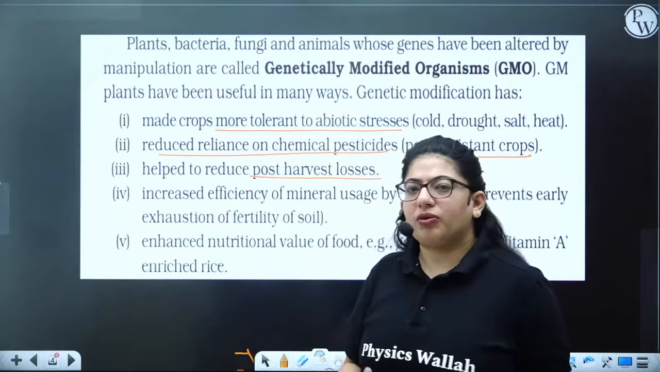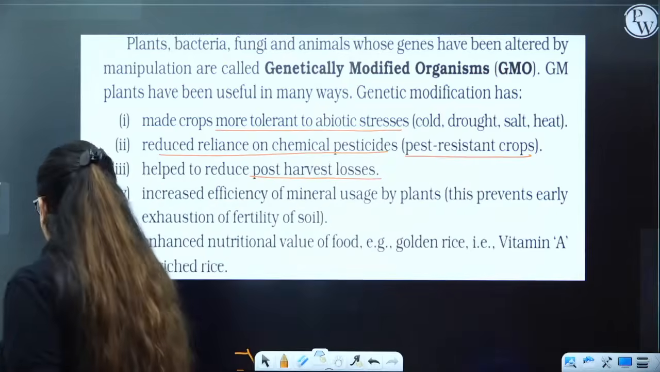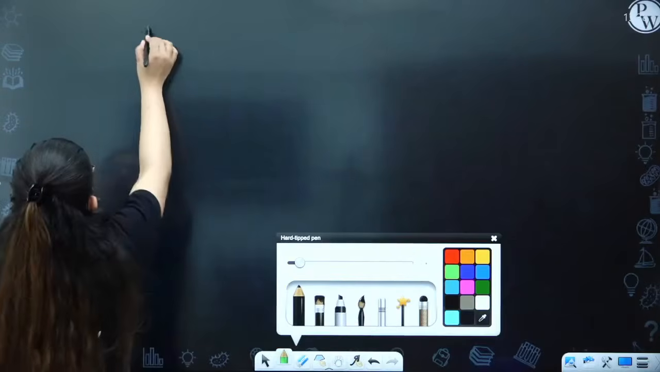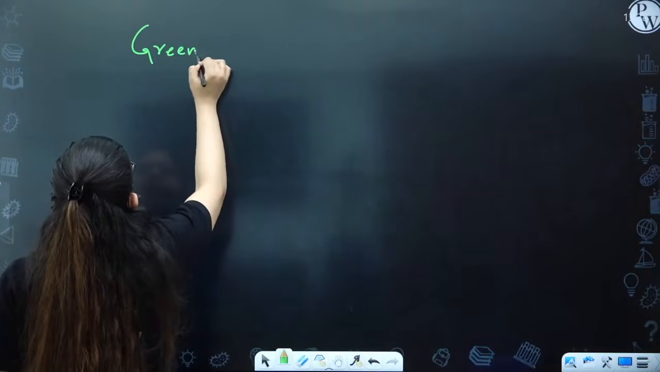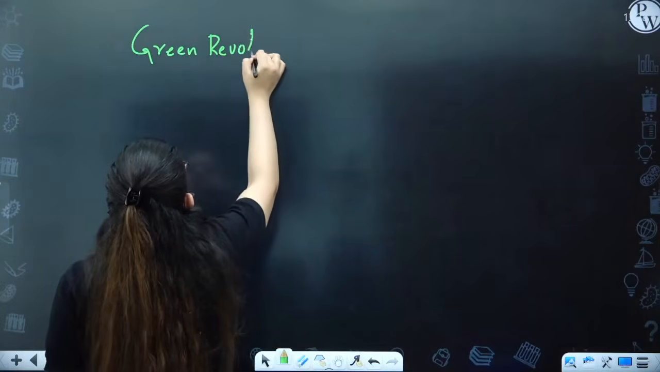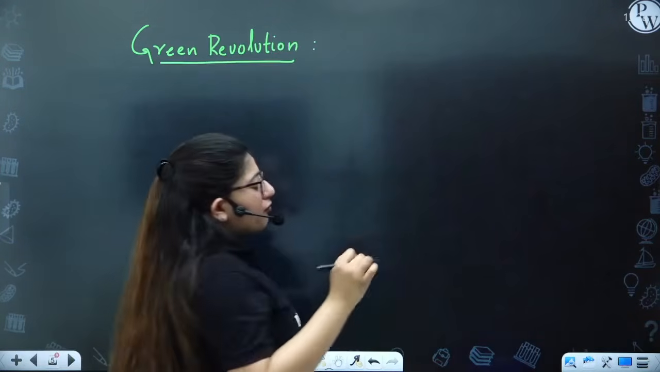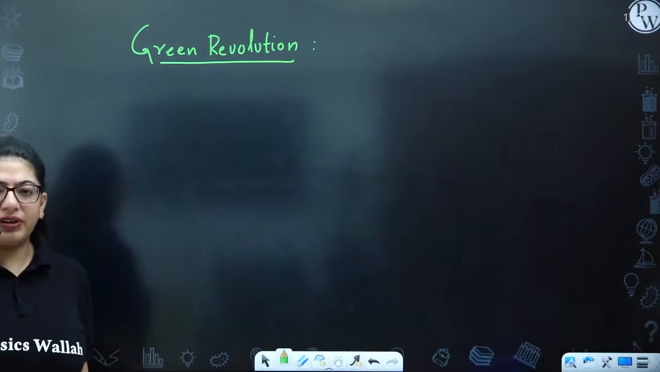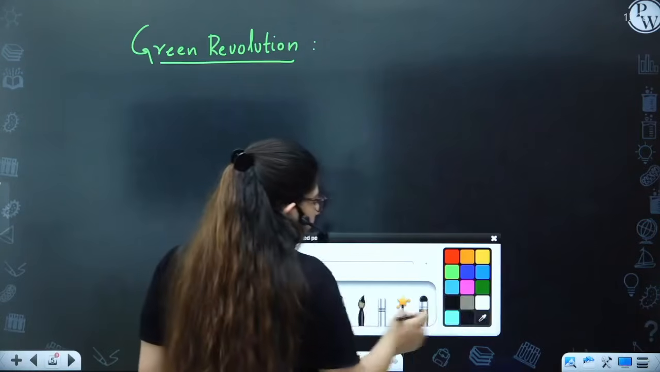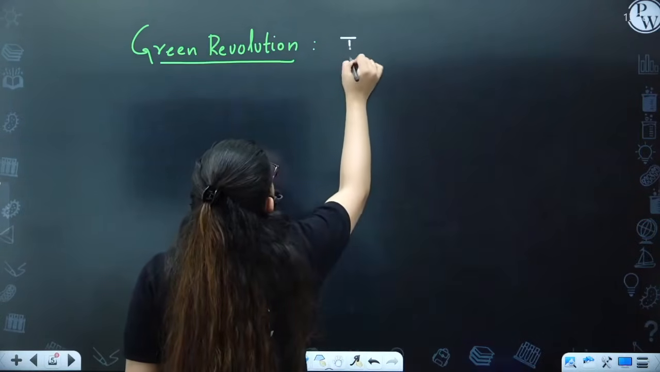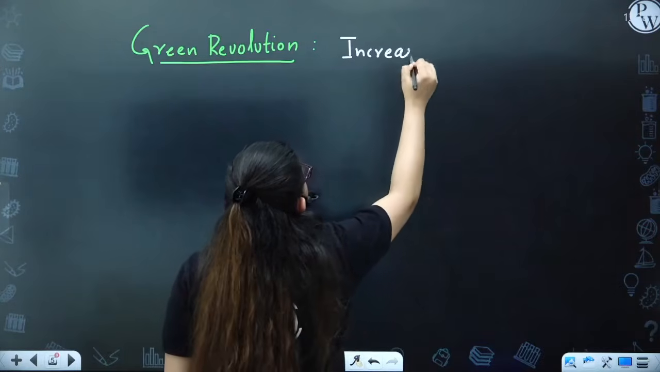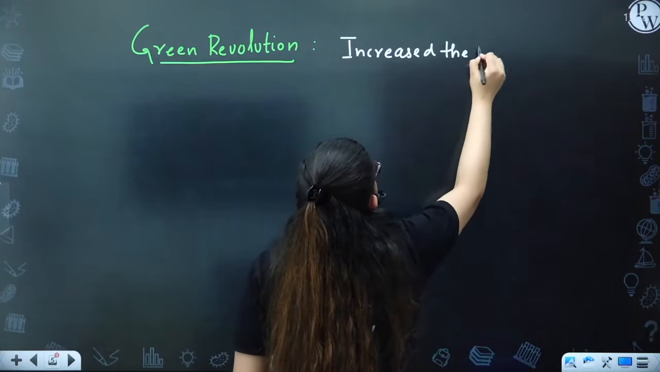But why GMO? You must have heard of the Green Revolution. Yes, you must have heard of the Green Revolution. The Green Revolution came where the food supply was increased by using different techniques. It is stated that the Green Revolution has increased the food supply.